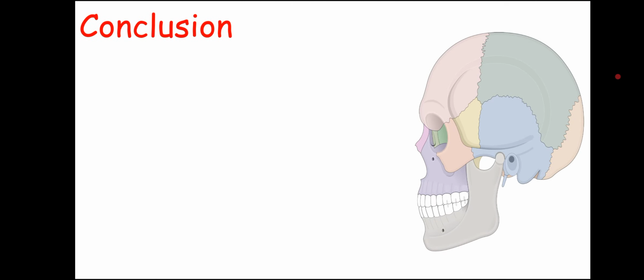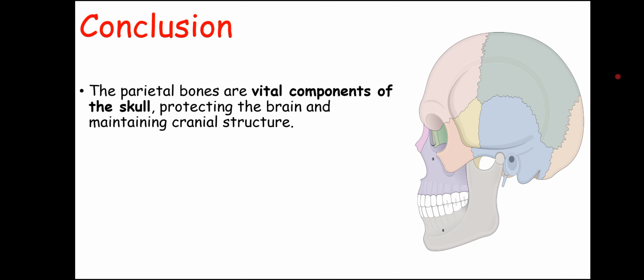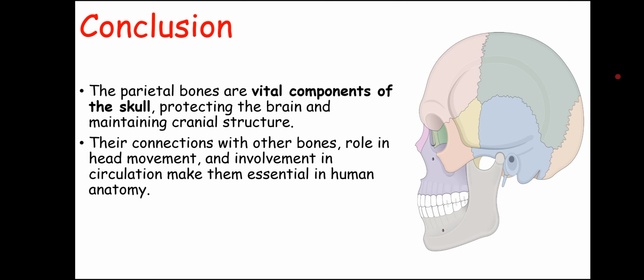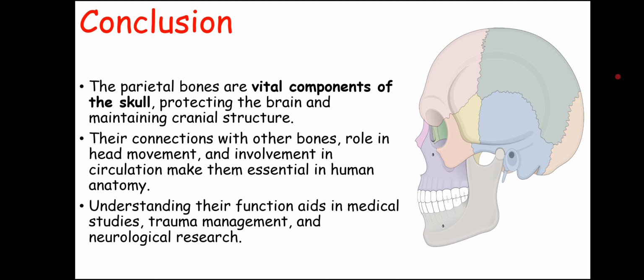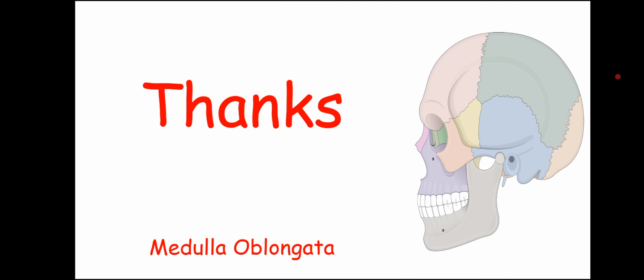Now let's talk about the conclusion of our lecture video. Parietal bones are a vital component of the skull, protecting the brain and maintaining cranial structure. Their connection with other bones, role in head movements, and involvement in circulation make them essential in human anatomy. And understanding their function aids in medical studies, trauma management, and neurological research. So this was all about the parietal bone.